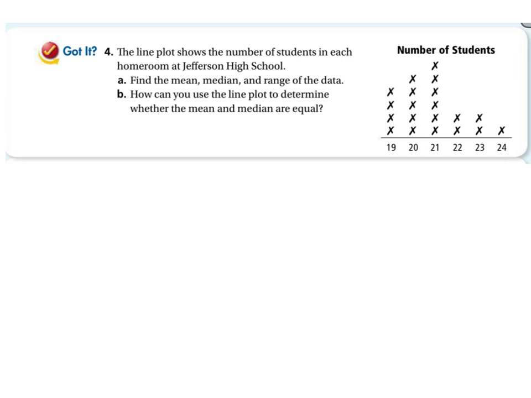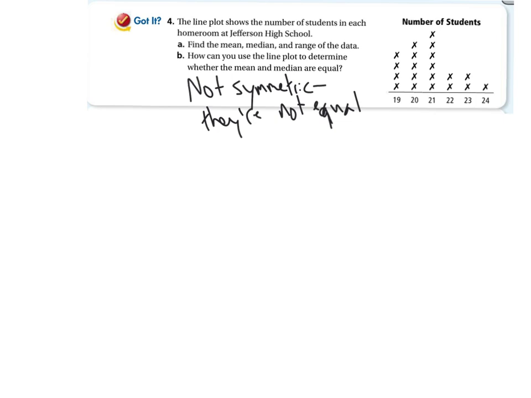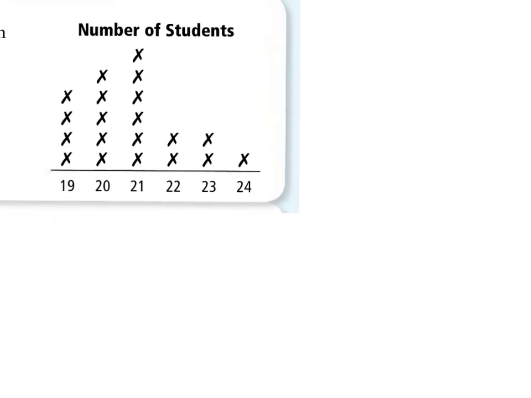So looking at our graph, the graph is not symmetric at all. It is very skewed towards the left here. And so we could say, since it's not symmetric, they are not equal. Okay, so that maybe is a good thing going into it. That way, if we work it out and we get that they are the same, then we know that that's not correct.